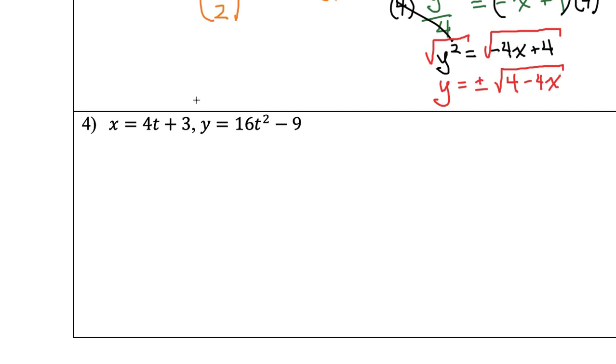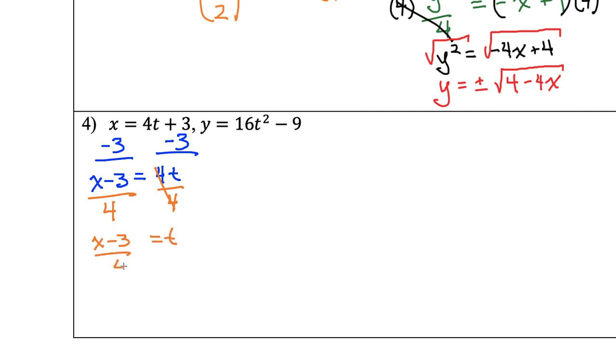Number 4. So it looks like we cannot do either of the first two methods, so I need to do substitution, the very last one. So I'm going to isolate this t because it's easier to isolate than that t. When I do that, I'm going to subtract 3 on both sides, so I'm left with x minus 3 is equal to 4t, and then from there I'm going to divide everything by 4. So divide the right-hand side by 4, divide the left-hand side by 4, and those are gone. I have my t value.